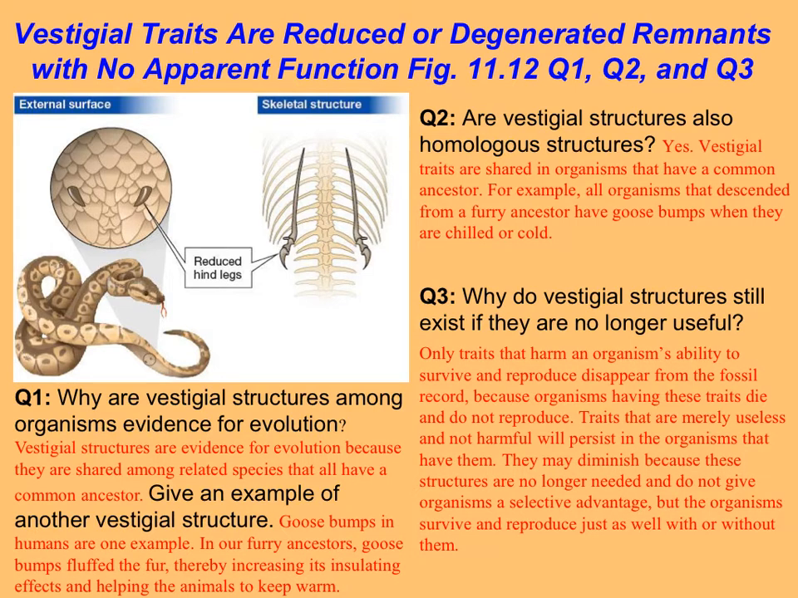So, again, are vestigial structures also homologous? Yes, they are. They are traits shared in organisms that have a common ancestor. Again, descent from a common ancestor. So, if an ancestor had it, and another organism is related, they didn't evolve it separately. They inherited it.